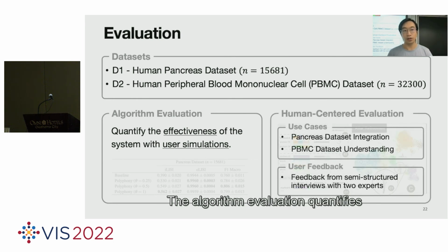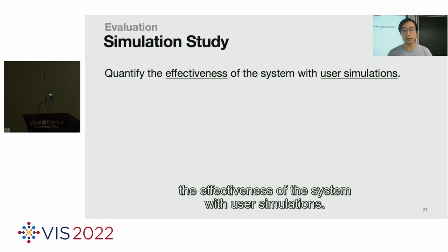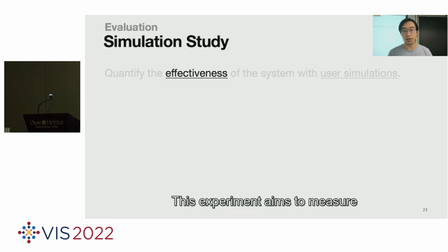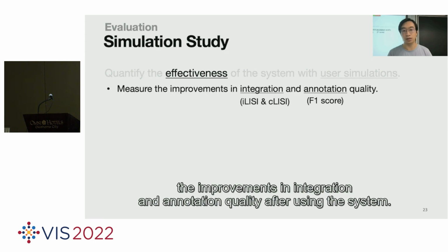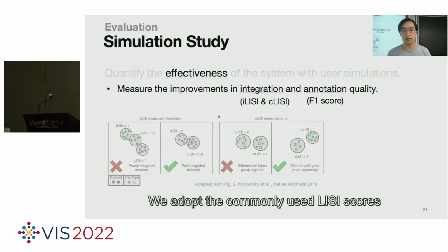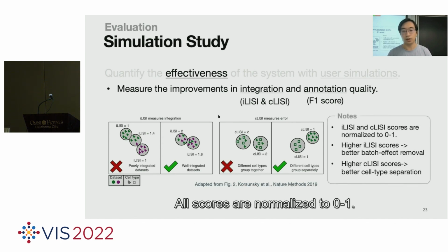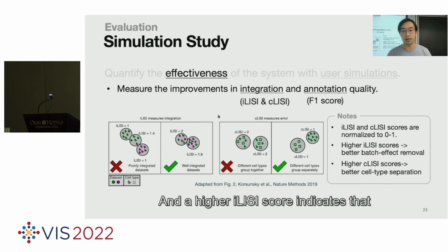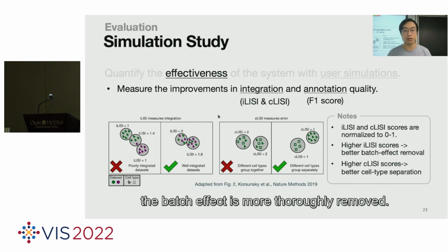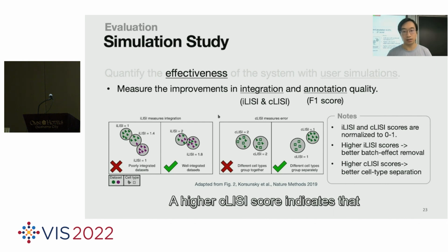In the algorithm evaluation, we quantify the effectiveness of the system with user simulations. This experiment aims to measure the improvements in the integration and annotation quality after using the system, and we adopt the commonly used LISI scores to assess the integration quality and use F1 scores to assess the annotation quality. All scores are normalized to 0 to 1, and a higher iLISI score indicates that the batch effect is more thoroughly removed. A higher cLISI score indicates that different types of cells are better separated.